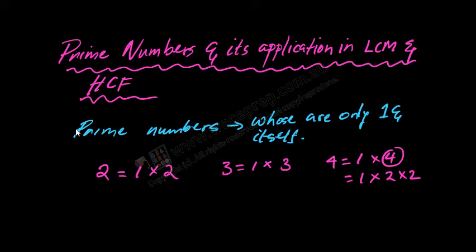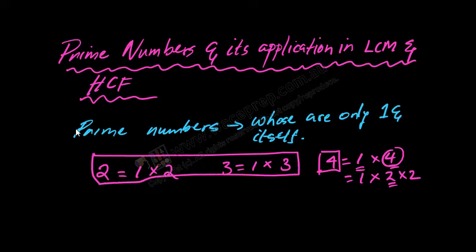So that's what makes 4 a non-prime number, because the factors is not just 1 and itself, which is 4, but it's also 2. Whereas for the case of 2 and 3, the factors are either 1 or itself. In the case of 2, it's only 1 and 2, and in the case of 3, it's only 1 and 3. Another quick example would be 5, in which case the factors are just 1 and 5. Okay, so that's what makes these numbers prime numbers.